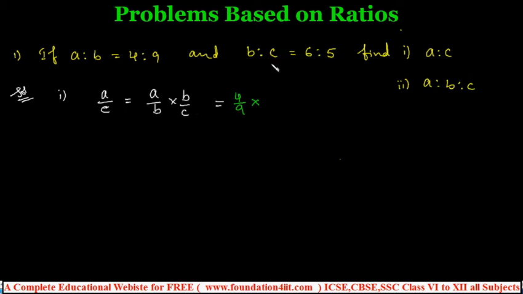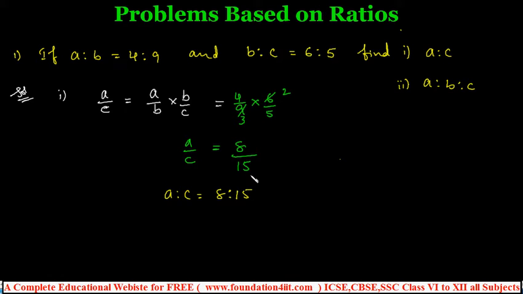And B is to C is given. Then B divided by C is 6 divided by 5. If we simplify, A divided by C is 4 by 9 into 6 by 5. Cancel the 3's and 2's. So 4 into 2 is 8, by 3 into 5 is 15. We should always write ratios in the simplest form. That is A by C. According to this, A is to C is equal to 8 is to 15.